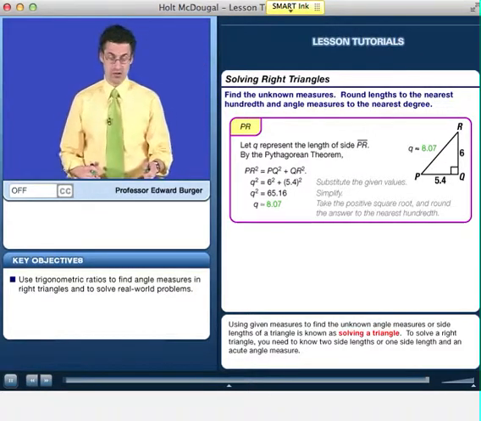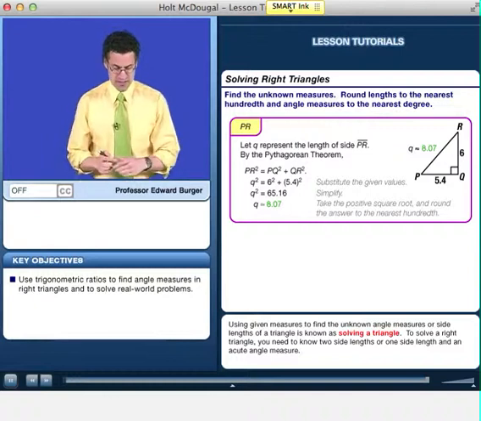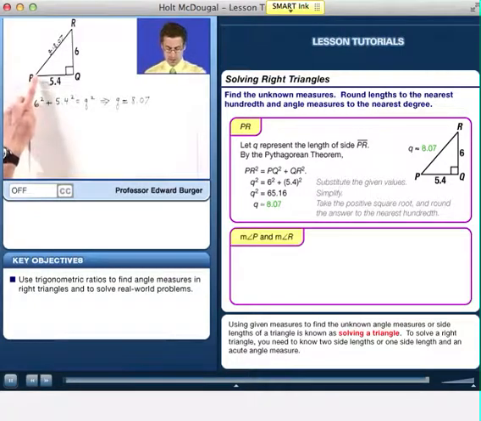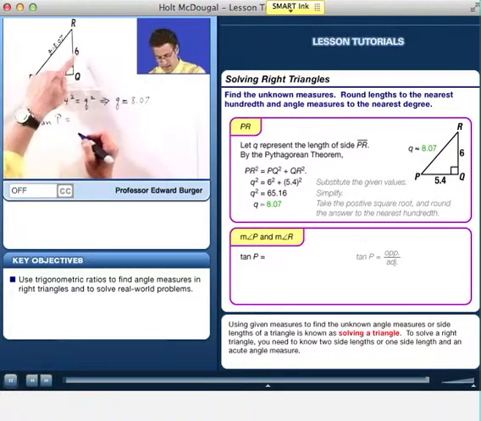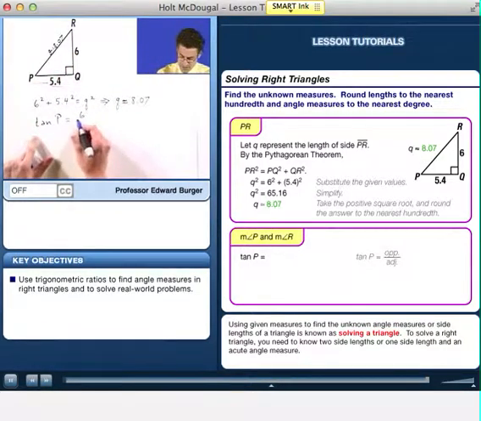Now, what about the angles? How am I going to find the angles? Well, let's take a look at angle P and find that first. What could I do here? Well, since I know all the sides of this right triangle, I could actually use any trig function I want to produce a relationship. So let me just pick tangent. Again, you can pick sine or anything else. So tangent of the angle P is going to equal opposite leg over adjacent leg. So 6 over 5.4.